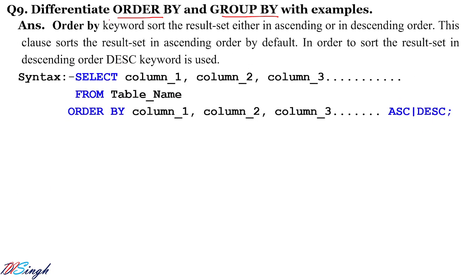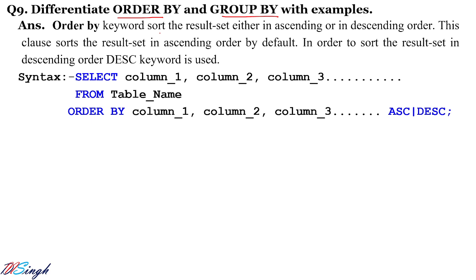Differentiate between order by and group by clause. Both are very important clauses of select command. Let us see the answer. Order by clause is used for ordering the output of select either in ascending or descending order based on some column. Group by clause is used to group the similar values present in a particular column.